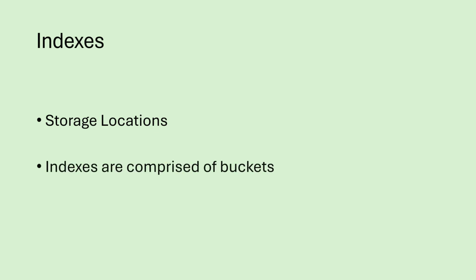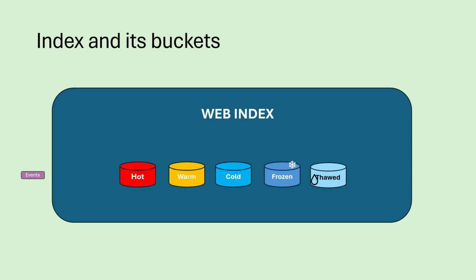The index structure consists of several types of buckets. Hot and warm buckets: data is first written to hot buckets. When they fill up, they are rolled to warm buckets. Cold buckets: when warm buckets age out, they are moved to cold buckets. Cold buckets are stored in a less expensive storage tier.